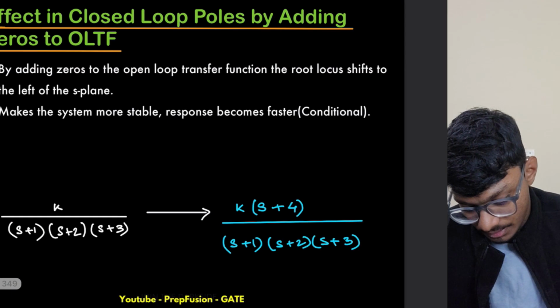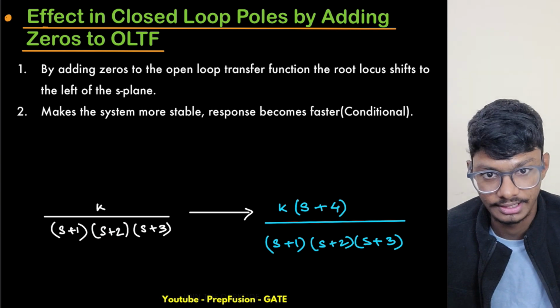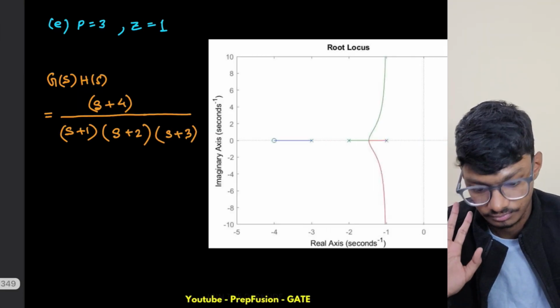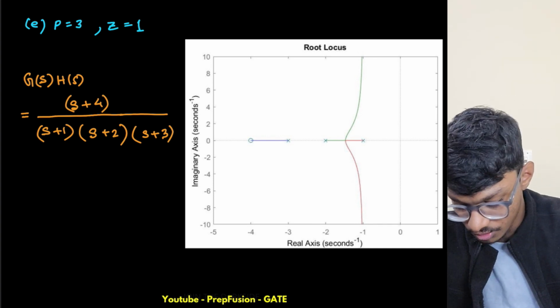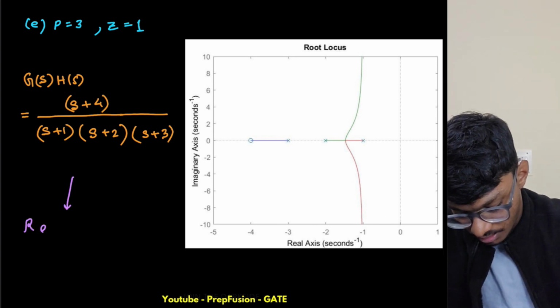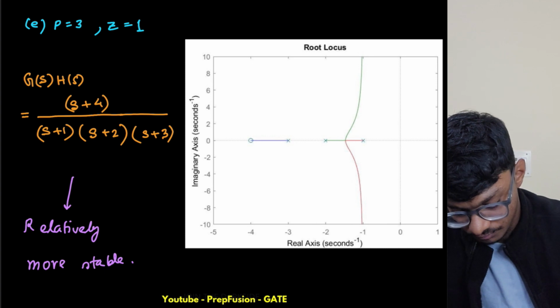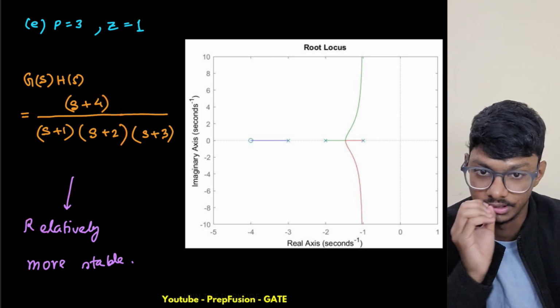So here, what happens? Let's say I add a zero over here. Like this was my transfer function, right? (s plus 1) at the end after adding the poles. Now if I add a zero, so initially this is the root locus if I do not add a zero. Now if I add a zero, my root locus becomes this. Again, for all values of k, this is stable. So this becomes relatively more stable. Okay, so this is the first thing. We just want to understand that yes, it becomes relatively more stable.